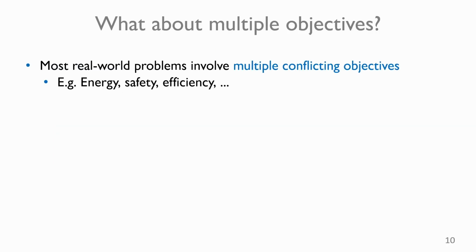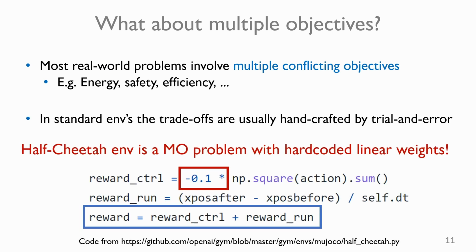However, most real-world problems involve multiple conflicting objectives, such as energy, safety, and efficiency. Even so, in standard environments, the trade-offs are usually handcrafted by trial and error. Here, we show an actual part of the half-cheetah environment code where you can notice that one of the reward components is being weighted by a hard-coded value.